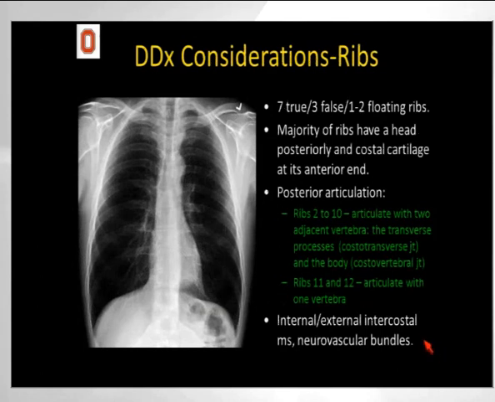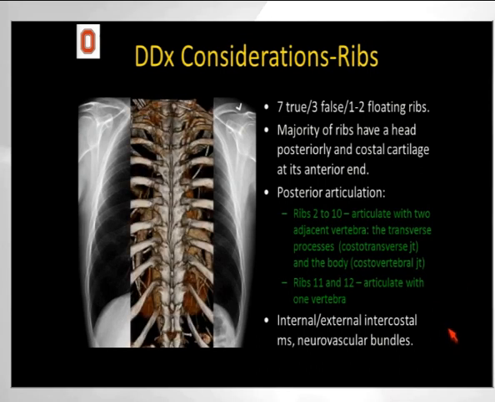So when we talk about the bony thorax, let's go ahead and start with the ribs. Ribs are designated by their anterior articulation. So most of us have 7 true ribs articulating to the bony sternum, 3 false ribs that attach to the sternum via the cartilage tissues, and 1 or 2 floating ribs without an anterior articulation.